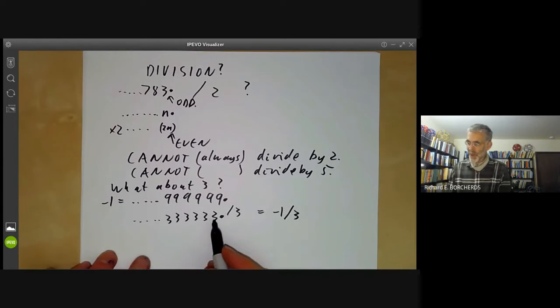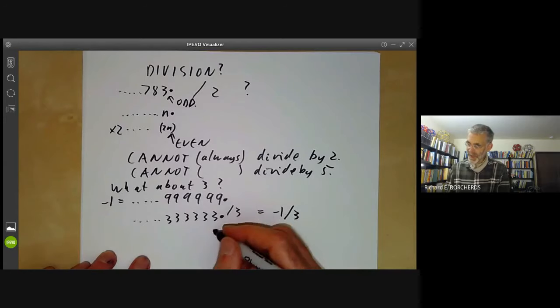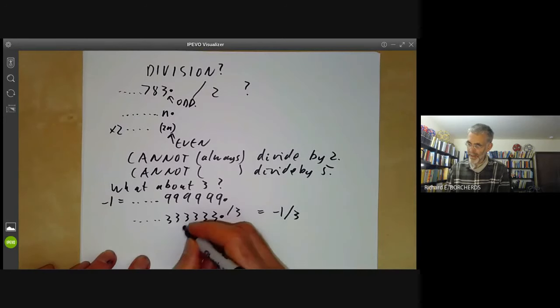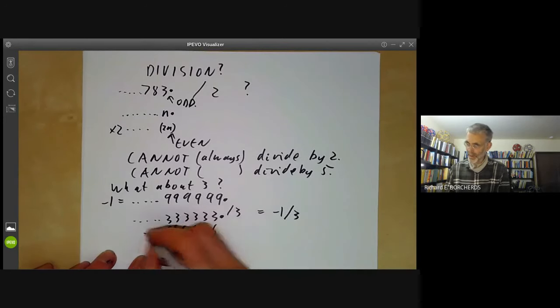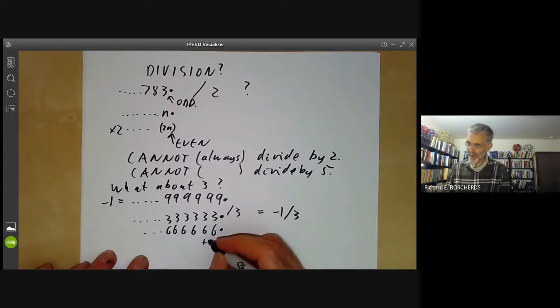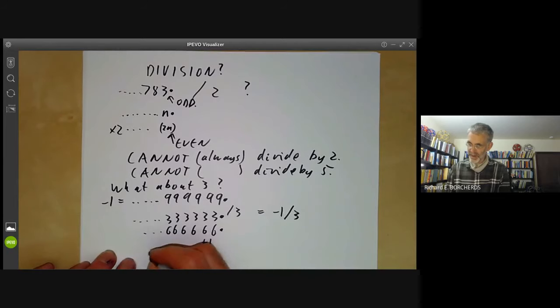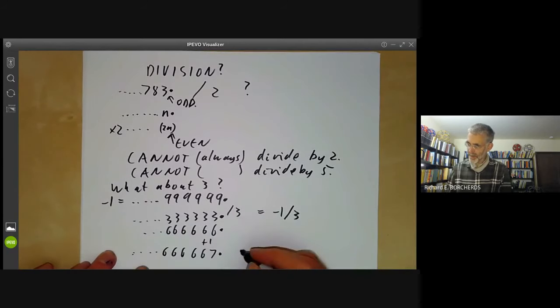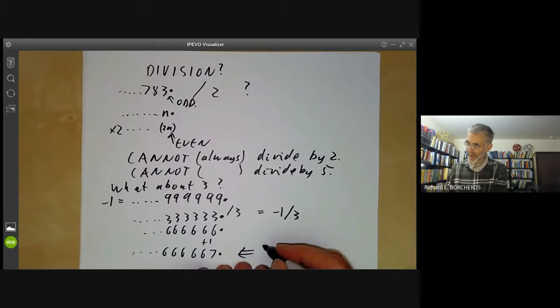You remember how we took minus a p-adic number. First, we take the 9's complement, which has a lot of 6s. Then we add 1, and we get ...6666667. So this number here is the 10-adic number 1/3. We've managed to divide by 3.